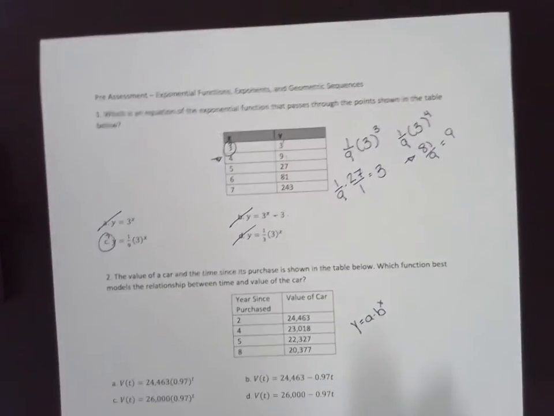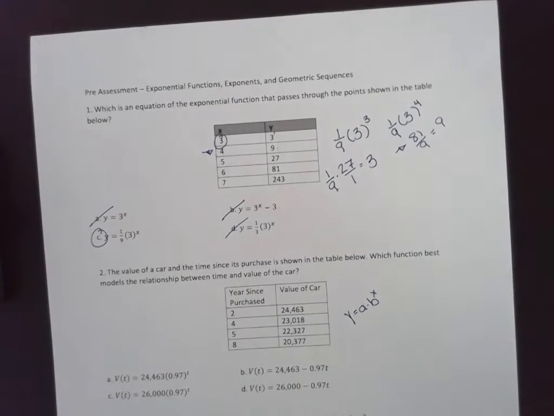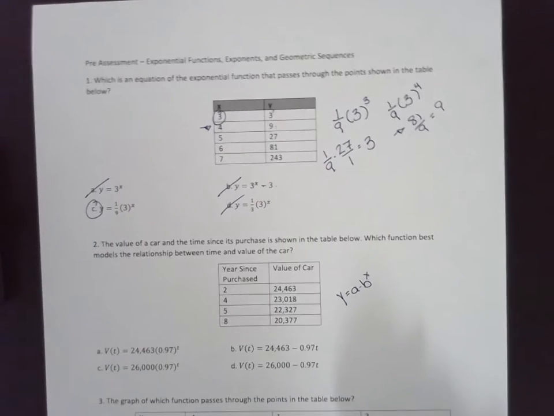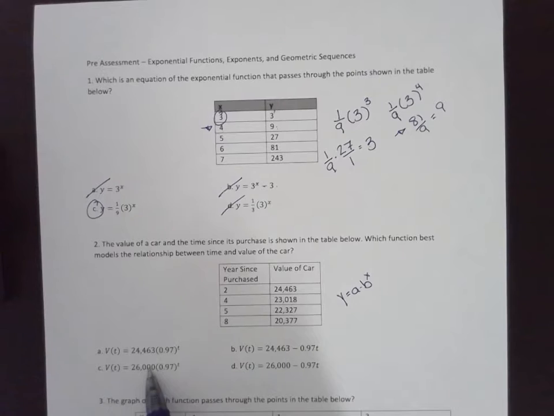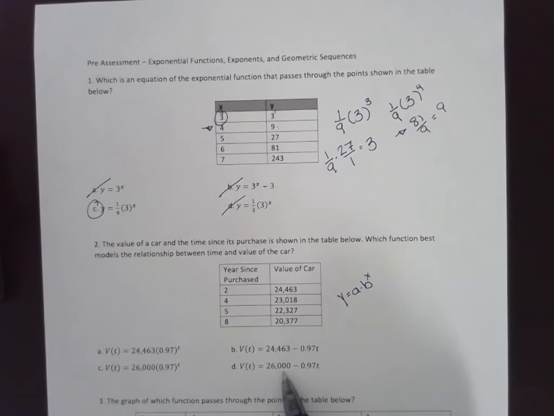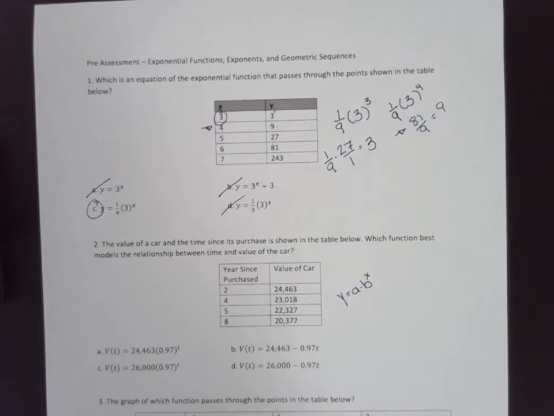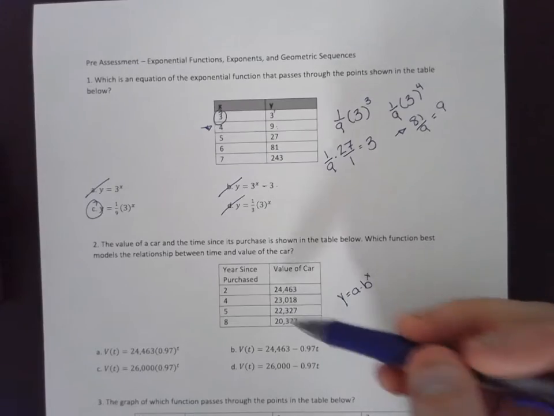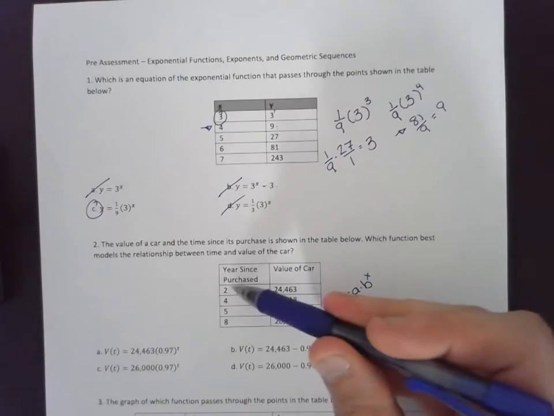Number 2. Number 2 talks about a car comparing years to the value. And again, since years purchased, it says 2, 4, 5, and 8. We are trying to figure out which function best models it. Now, I have 2 exponential functions and I have 2 linear functions. Looking at this table, the table's kind of hard to read. It goes from 2 to 4 to 5 to 8.